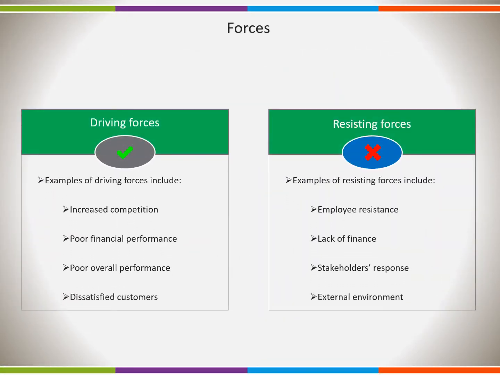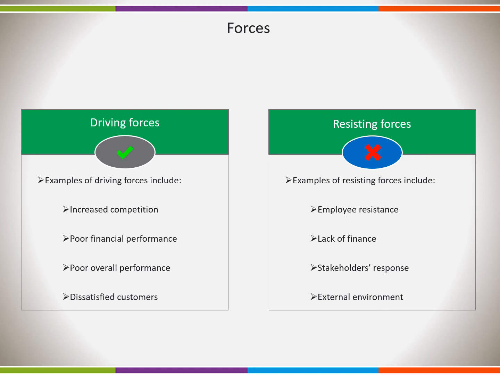Here are some examples of driving forces and resisting forces. A driving force might be increased competition. This prompts a need to change to maintain a market share or a competitive advantage. Poor financial performance: to address this, maybe change could help lower costs whilst maintaining revenue to increase profitability. Poor overall performance: to address quality issues, for example, that are damaging the overall performance of the business, including operational, human resources and financial performance. Change could help a business to better meet the needs of its customers who are currently dissatisfied.